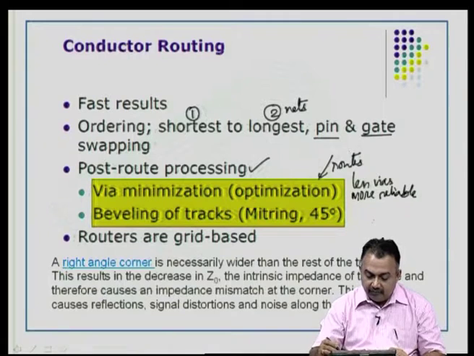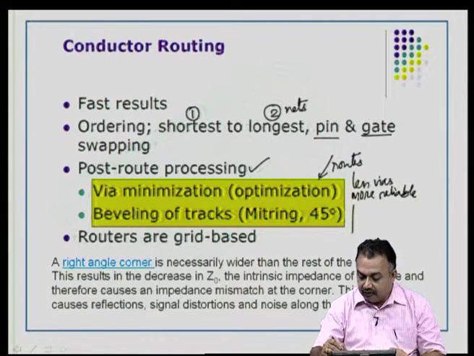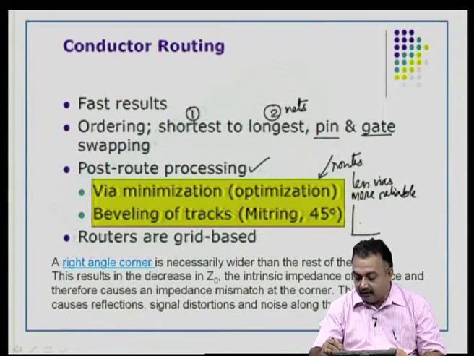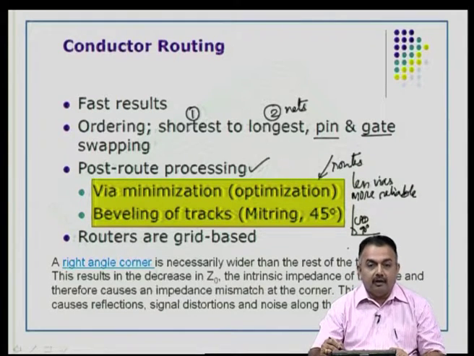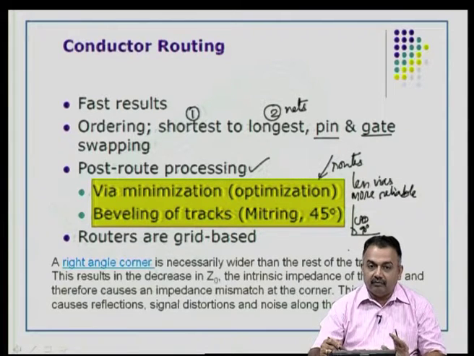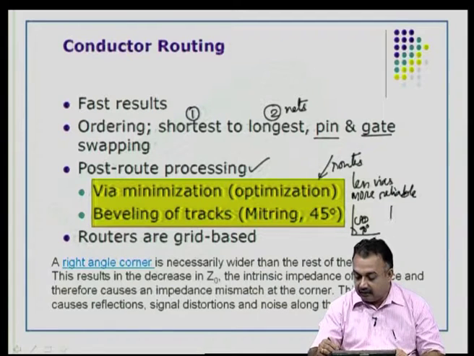Then you bevel the tracks. That means, you have a 45-degree track created by the CAD program, 90-degree, but then 90-degree is an unaccepted format for both electrical performance as well as for manufacturing purposes. So, typically you would like to take a 45-degree turn and provide these traces.